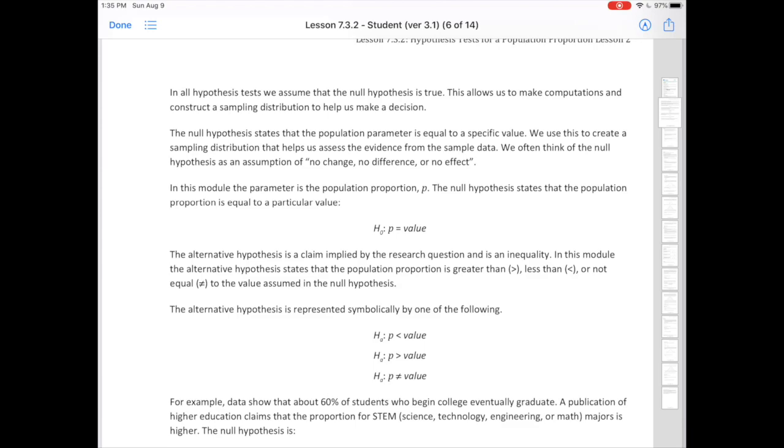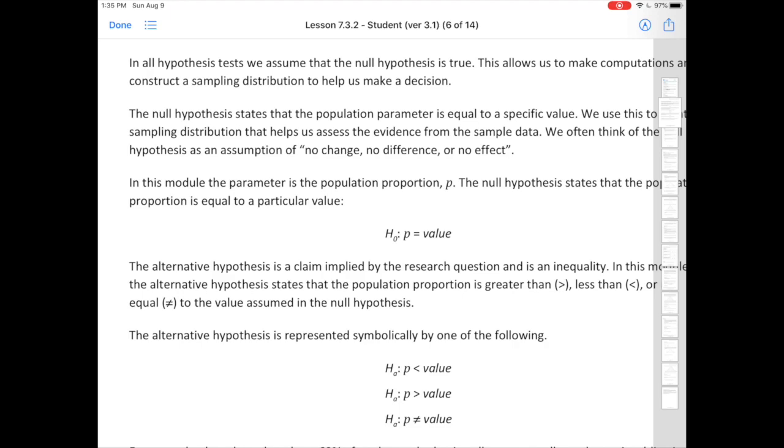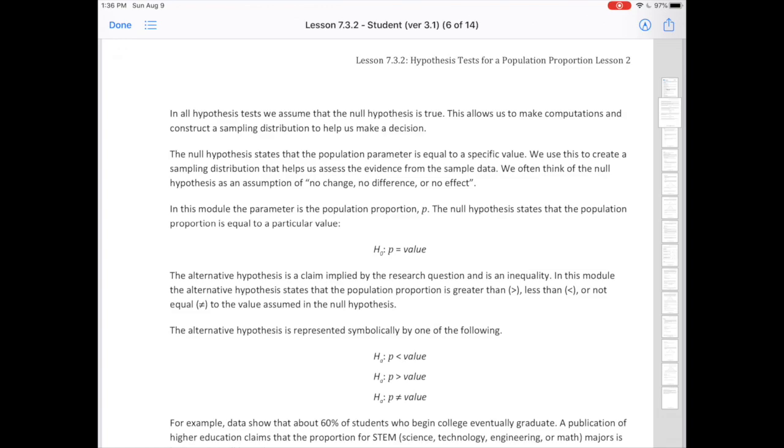The null hypothesis states that the population proportion is equal to a particular value. So notice here that H naught, remember this is the null hypothesis, says P equals a value. This is always going to be the null hypothesis, that P equals something. Now, what about the alternative hypothesis? The alternative hypothesis is a claim implied by the research question and is an inequality. Remember, an inequality means that it's not an equal sign. In this module, the alternative hypothesis states that the population proportion is greater than, less than, or not equal to the value assumed in the null hypothesis.